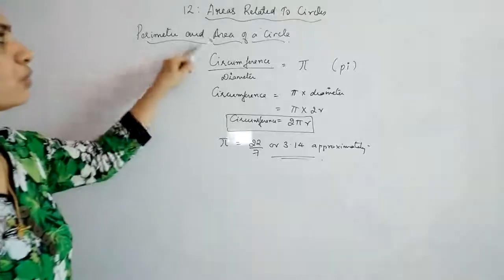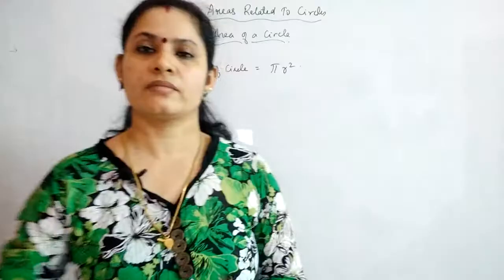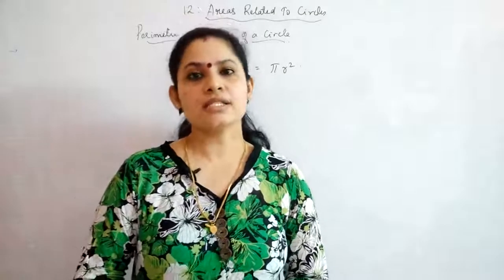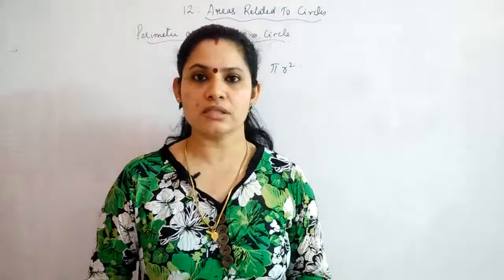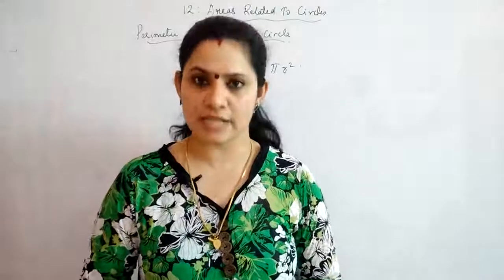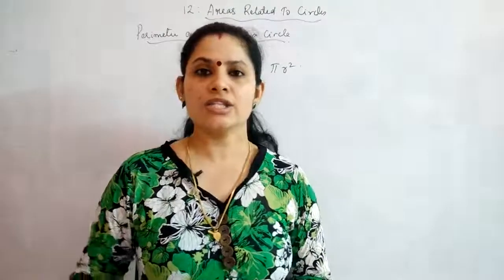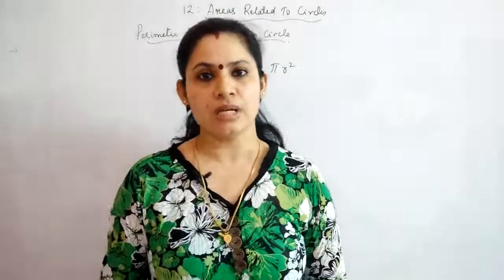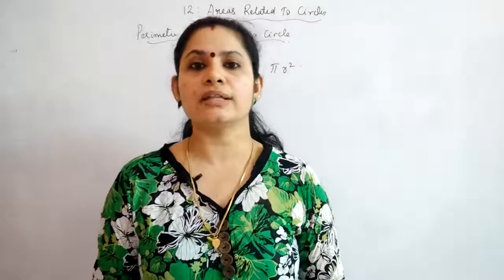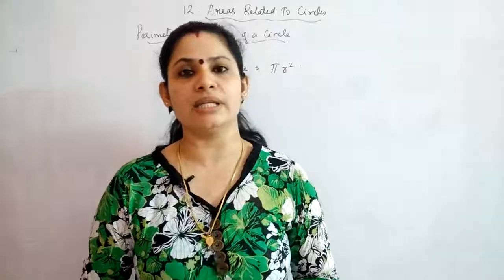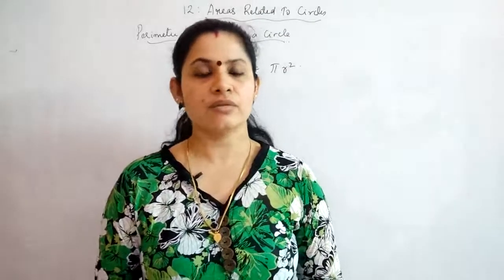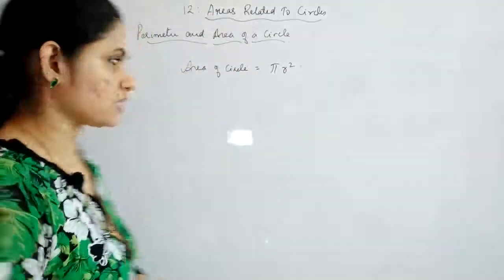Now we will move on to the area of a circle. In your earlier classes you have studied how to find the area of a circle. You break the circle into a number of sectors and arrange them in a rectangular shape, so that the length of the rectangle is half of the circumference of the circle and the breadth is the radius of the circle. Now we will calculate like that.